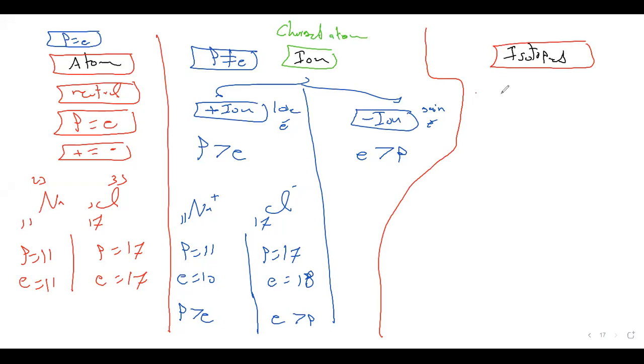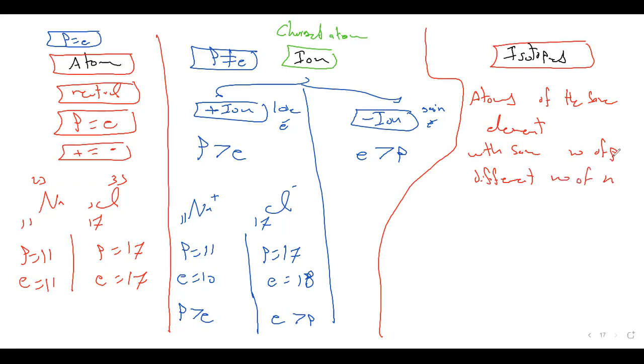So we say atoms of the same element with the same number of protons, a different number of neutrons, or the same atomic number and a different mass number. And in this case, you'll find that protons are equal to protons, electrons equal to electrons, but neutrons are not equal to neutrons.